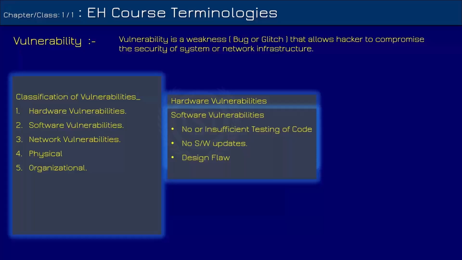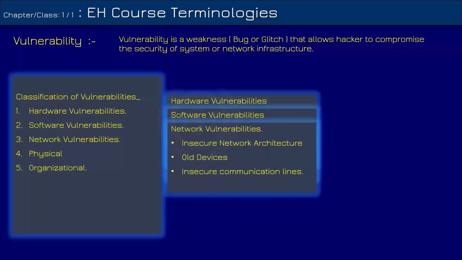Next, network vulnerabilities. Network vulnerabilities are vulnerabilities that exist in the entire network infrastructure, like insecure communication lines or faulty network routes, old network devices, insecure network design or architecture could be the vulnerability to the entire network.